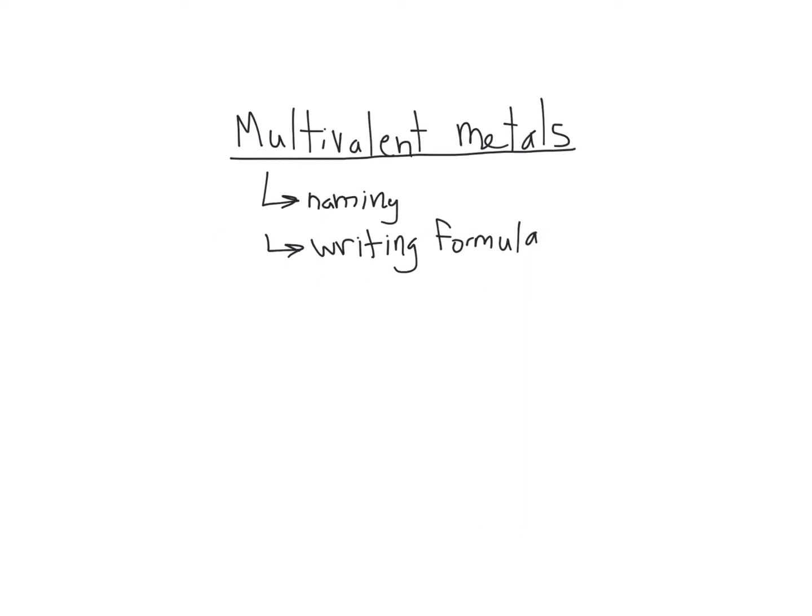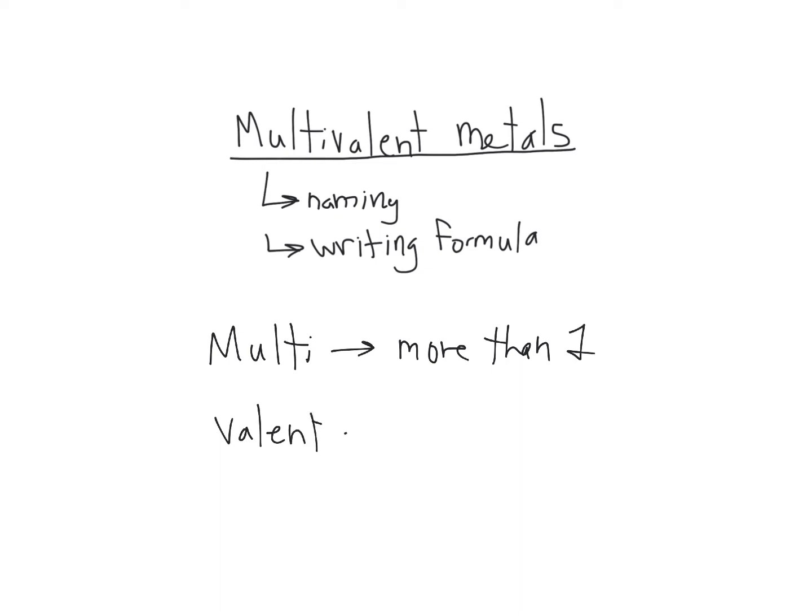What does multivalent even mean? Let's break down the word. So multi, meaning sort of more than one, and valent, referring to the valence electrons, or the valence of atoms. And so these are metals that can have more than one valence.